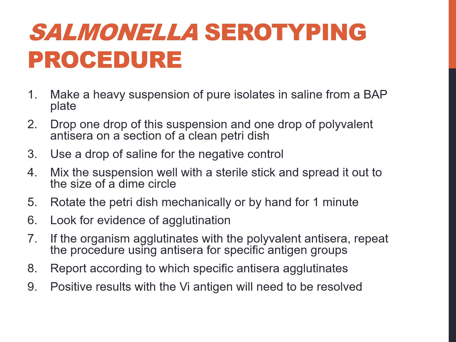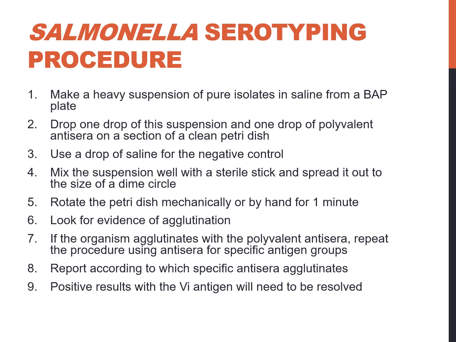If our organism agglutinates with the polyvalent antisera, then of course we're going to repeat the test using very specific antisera. The polyvalent antisera includes groups A, B, C1, C2, D1, and D2. Basically, if your polyvalent antisera clumps, then it means that it is one of those specific antigen groups. We're going to report out our result according to which specific antisera agglutinates, and positive results with the Vi antigen have to be resolved. Sometimes the Vi antigen interferes with serotyping of your Salmonellas and Shigellas, and so you have to boil those away, let it cool, and retype.